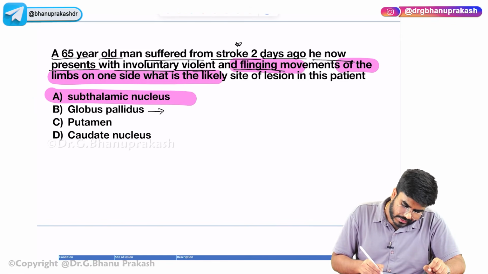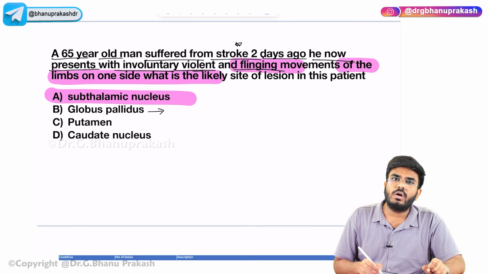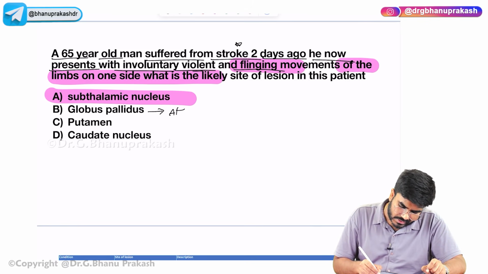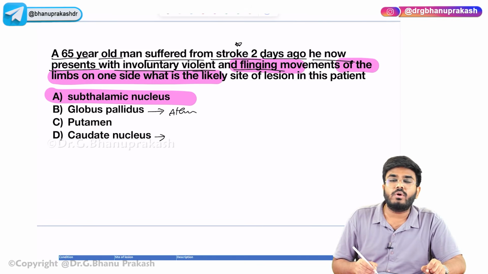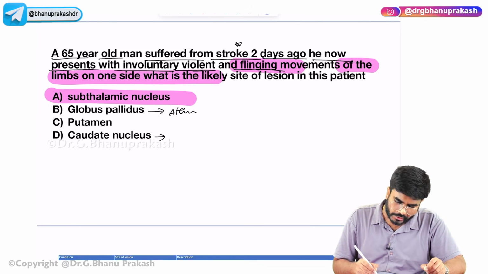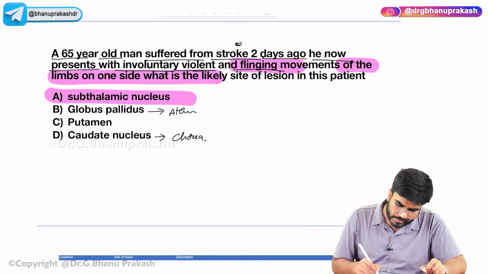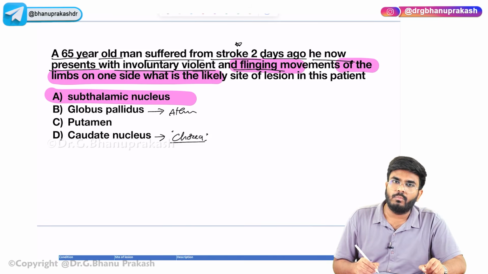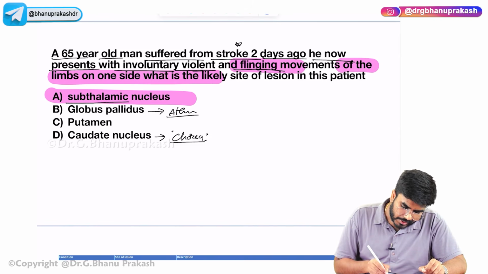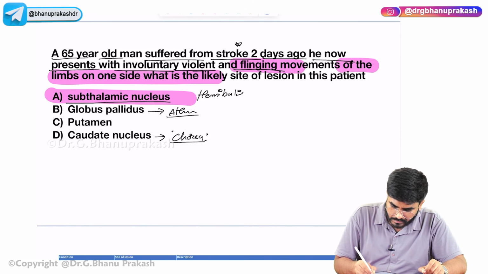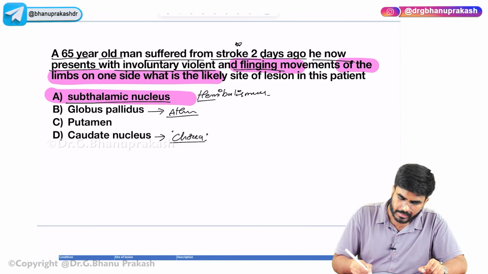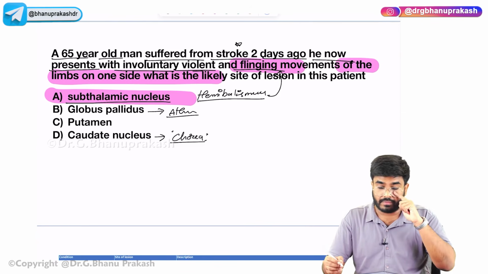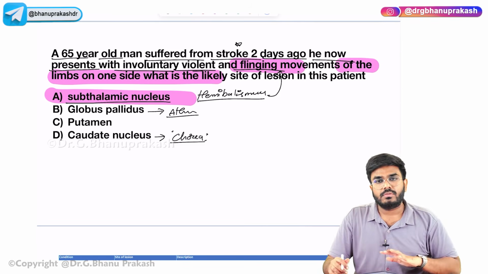Damage to the globus pallidus is going to cause what? Globus pallidus damage causes athetosis. Caudate nucleus damage causes what? Caudate nucleus or striatum damage causes chorea. Chorea is a flicking movement. Athetosis is a writhing movement. Subthalamic nucleus damage causes hemiballismus, which is wild flinging movements. These are the points which I want you to know.